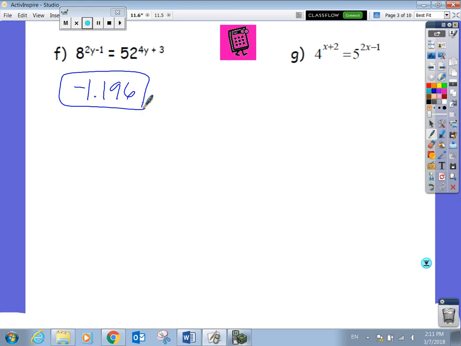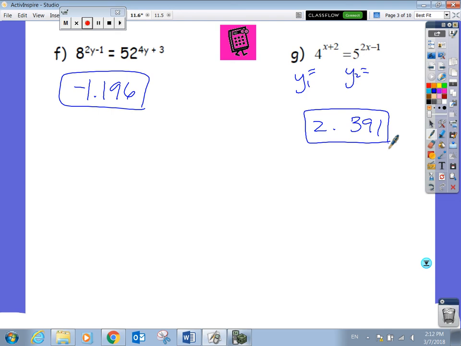If you want to show more work than that, fine. But I would not expect any work on that. Same thing with letter G. y1, y2, find where they intersect, second trace 5, enter, enter, enter, and you get 2.391. Rounding to the thousandth, that is 3 places, so the fourth number tells you whether you go up or stay the same.